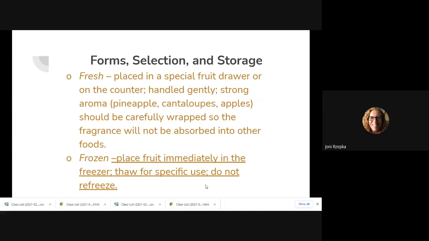Frozen, place fruits immediately in the freezer, thaw for specific use, and do not refreeze. So for example, if I had a bag of strawberries that were frozen, I pull them out, leave them on the counter. If I go to freeze them again, they're just going to be a clump mess. Bringing them to room temperature and then refreezing them is a habit you shouldn't get into. So just make sure, when you go to the store, come home and put those right into the freezer so they're not going to be a big old clump, because sometimes that happens when they get a little bit too hot, and then they just kind of clump together.